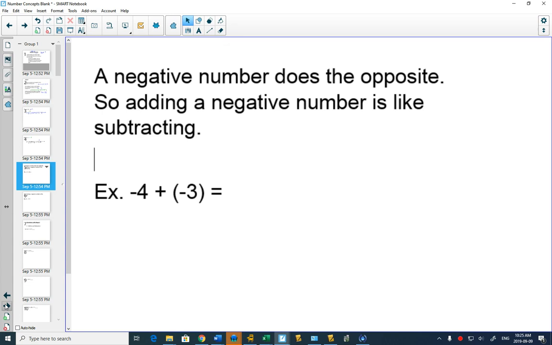And when you're adding a negative number, because it does the opposite, adding is supposed to go this way. And if the negative number does the opposite, it now switches it to go back. And anytime we go back, that's like subtracting. Did your math teacher in the past ever say adding a negative is subtracting? But if you just memorize that, that sometimes makes things a little bit hard.